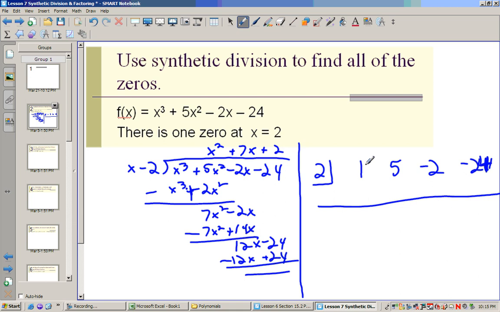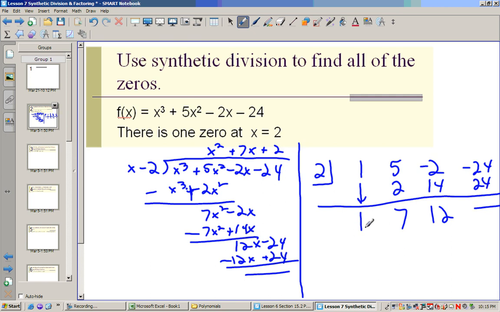And I'll make my 24 again. Now what we do first is we drop that 1 straight down. And now we multiply 1 times 2, which is 2. Now instead of subtracting like we do over here, we just add. That would be 7. 7 times 2 is 14. We add down to get 12. 12 times 2 is 24. Add down. It cancels out.